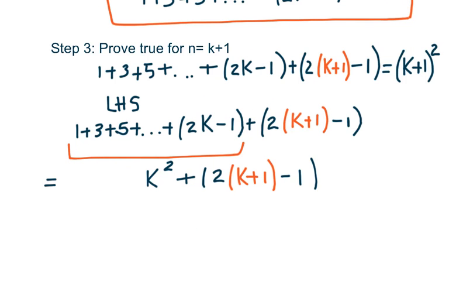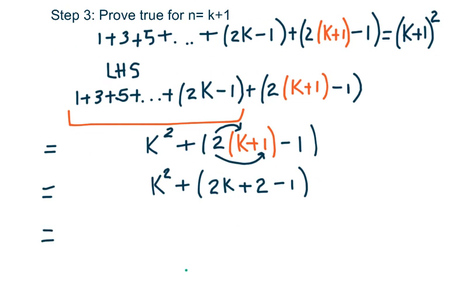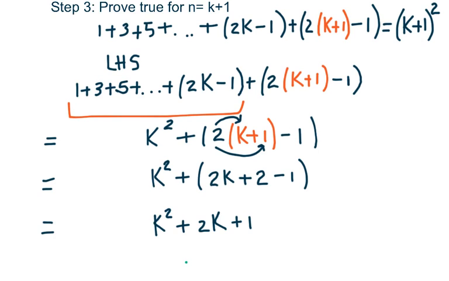So now we're going to expand our brackets in our expression. So that's going to give us k squared plus 2k plus 2 minus 1. This can be simplified to k squared plus 2k plus 1. And now we can factor this to k plus 1 squared, which is equal to our right-hand side.